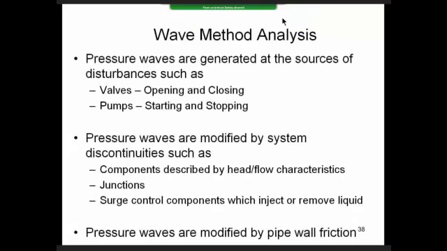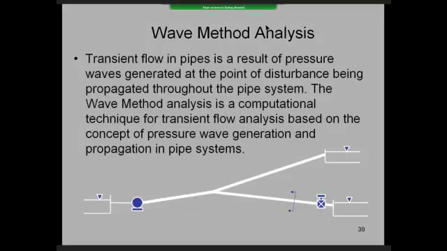So the analysis based on pressure wave motion, or pressure waves moving through the line, the wave method, is that pressure waves are generated at the source of a disturbance, which normally will be valves opening and closing or pumps starting and stopping. They transmit down the pipelines at sonic speed. If they impinge upon a discontinuity such as a junction or another component, a pump, a valve, or even a surge tank, they'll be modified, and we can do a fairly simple analysis to show that.